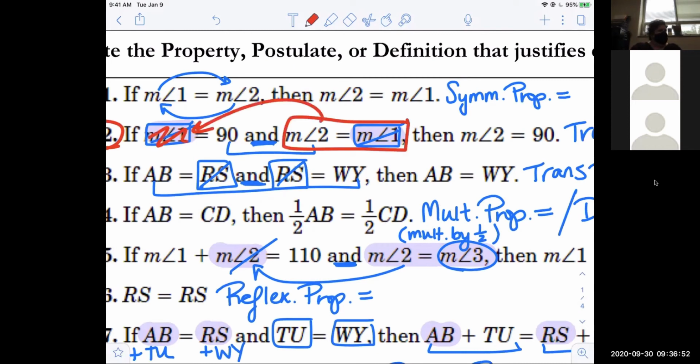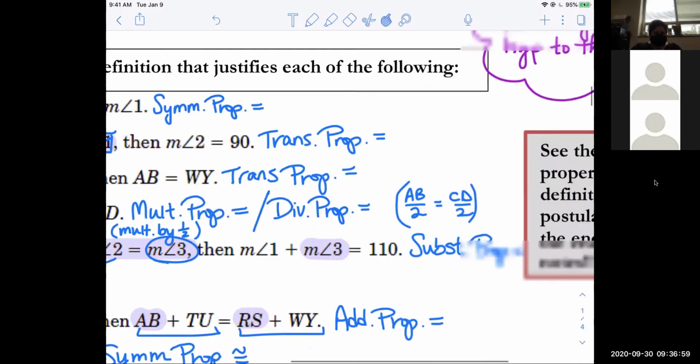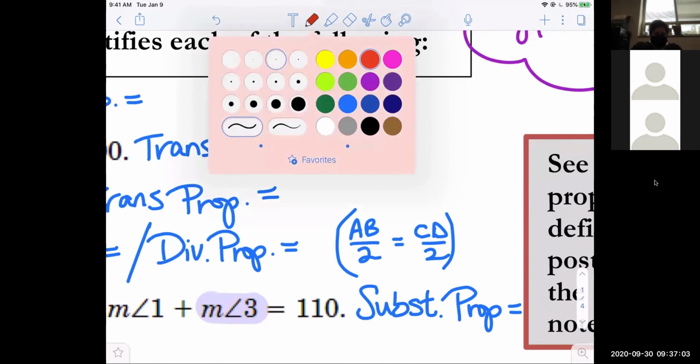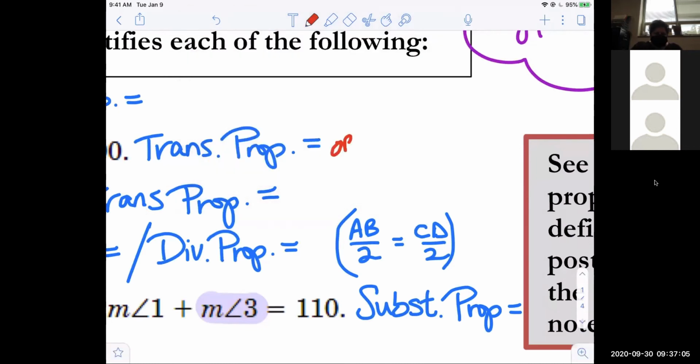Okay, you could just replace angle 1 with angle 2 and get your conclusion, right? So that one also could be substitution. Transitive or substitution. I think transitive is the better answer personally, but I wouldn't count it wrong if you wrote substitution.